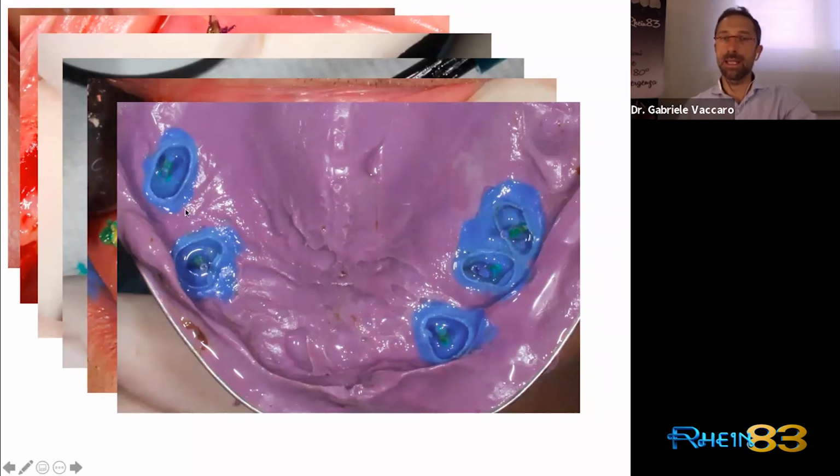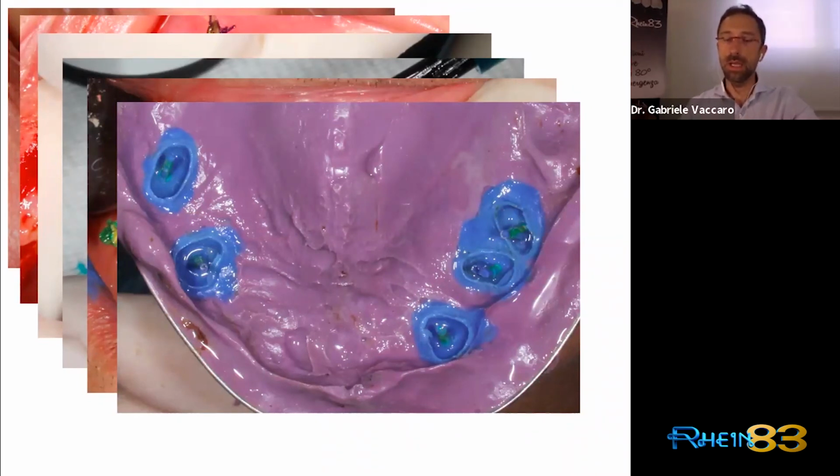We wanted to give more attention to this case, because the patient was a very demanding patient. And this impression was taken apart to produce the definitive restoration.